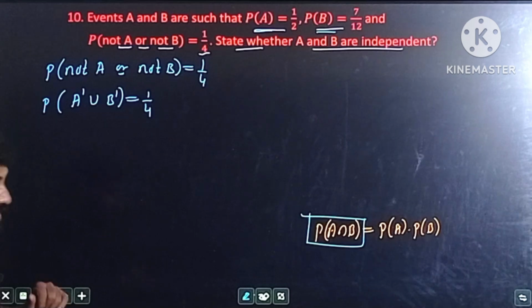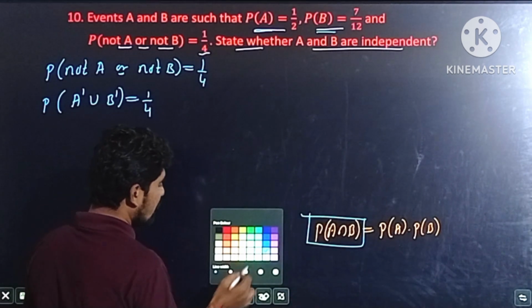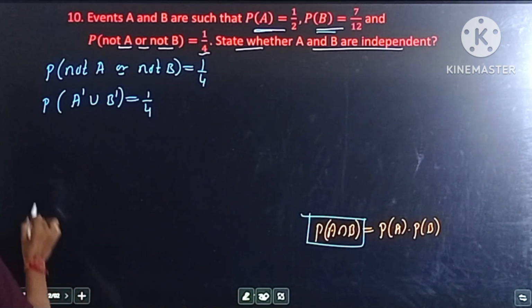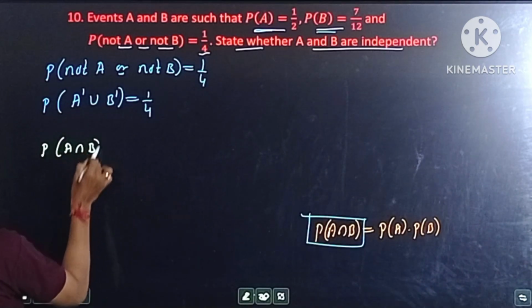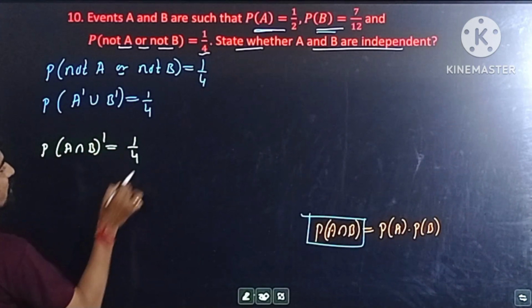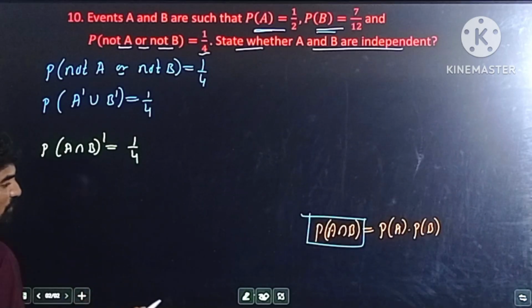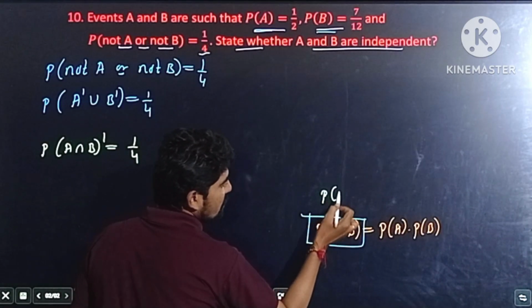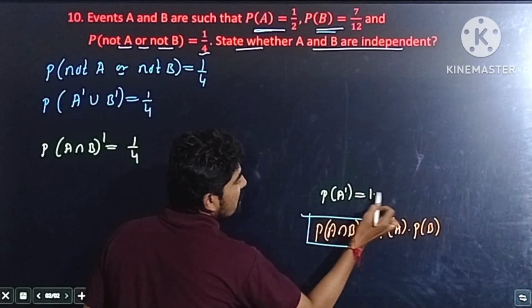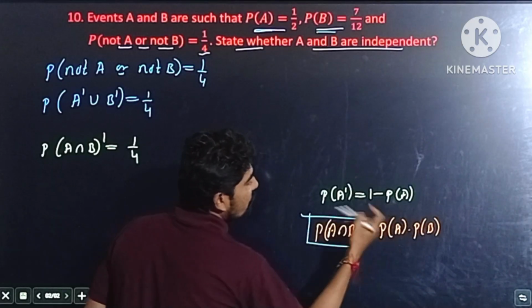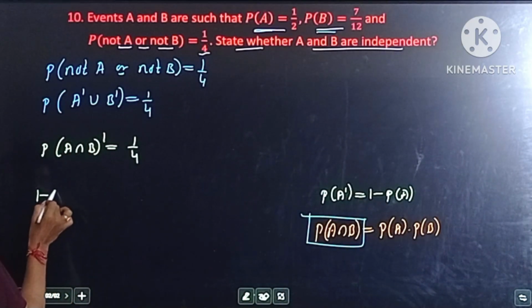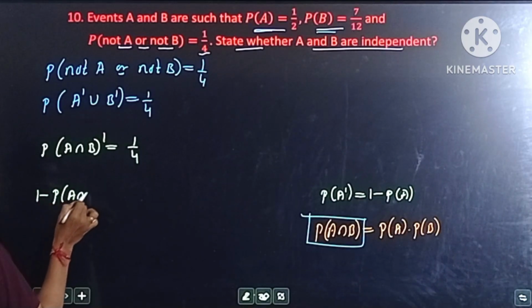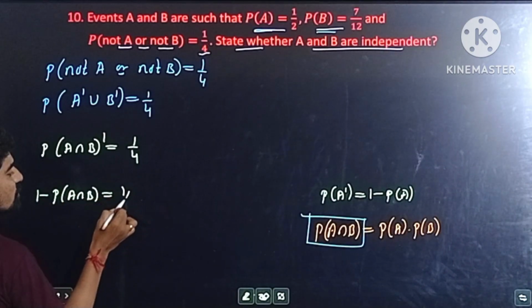Now by using De Morgan's laws, probability of (A' union B') can be written as probability of (A intersection B)', which is equal to 1/4. And we know that probability of A' is equal to 1 minus probability of A. So therefore, probability of (A intersection B)' can be written as 1 minus probability of (A intersection B), which is equal to 1/4.